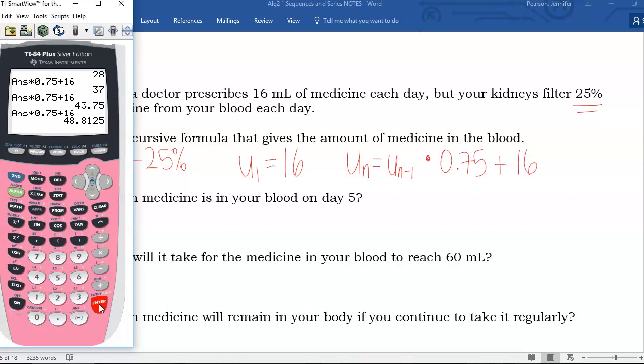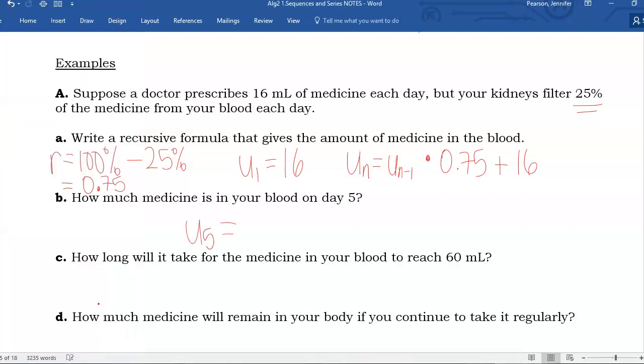With this calculator, I can put both operations in at once and just keep hitting enter. If you are using a different kind of calculator, like maybe a cell phone calculator, you might have to do times enter plus enter, times enter plus enter, and retype that. So make sure you have the right tool to make this easier for you. So I figured out that on U5, on day 5, we have about 49. I'm going to just round to the nearest whole number. On U5, we have about 49 milliliters.